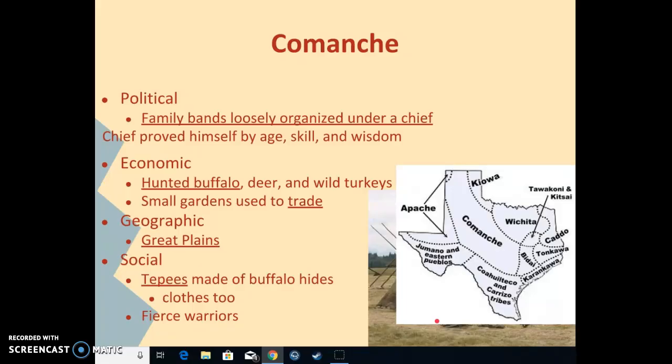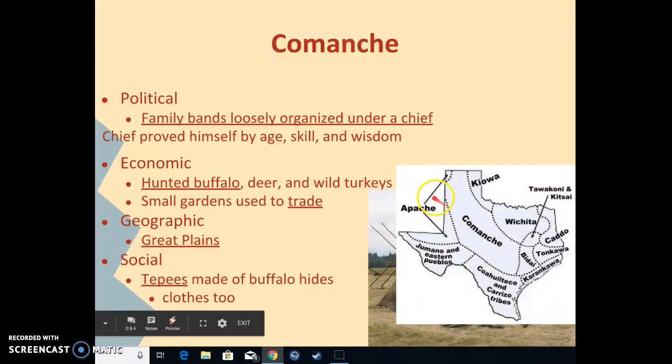The Comanches, they basically were loose bands organized under a chief. The families all worked together. The chief basically proved himself by his age and his skill and his wisdom, and more or less became a great warrior. Their economy was centered around hunting and small-scale gathering. The women gathered, the men hunted, and they typically hunted buffalo, deer, and wild turkeys. And they lived in the Great Plains.